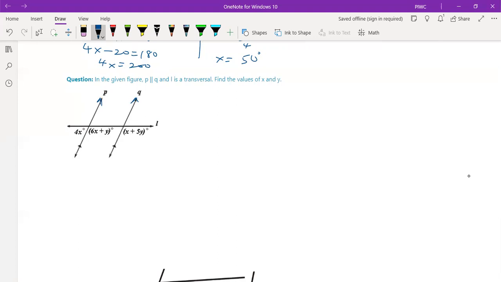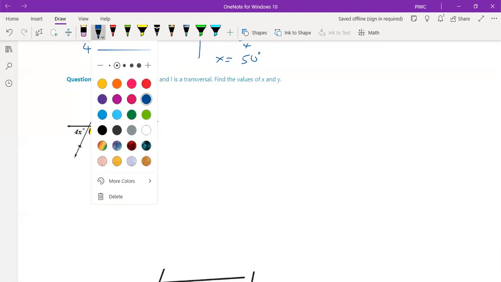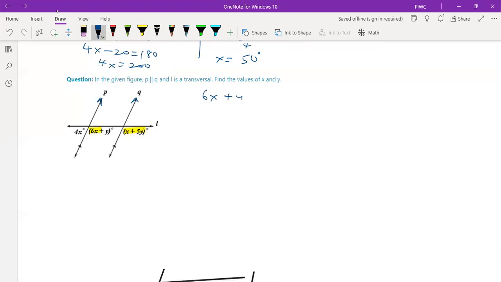That means that we can compare these angles here. This corresponds to that angle. Corresponding angles. So corresponding means that those two angles will have to be complementary. No, they have to be congruent to each other, right? Congruent. So we can write this as 6x plus y is equal to x plus 5y. They're the same.